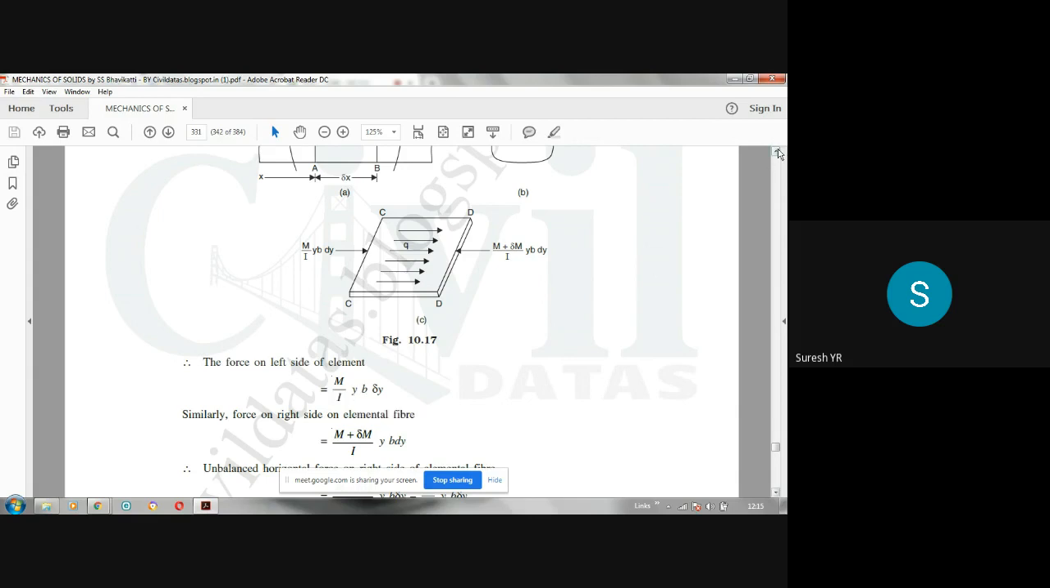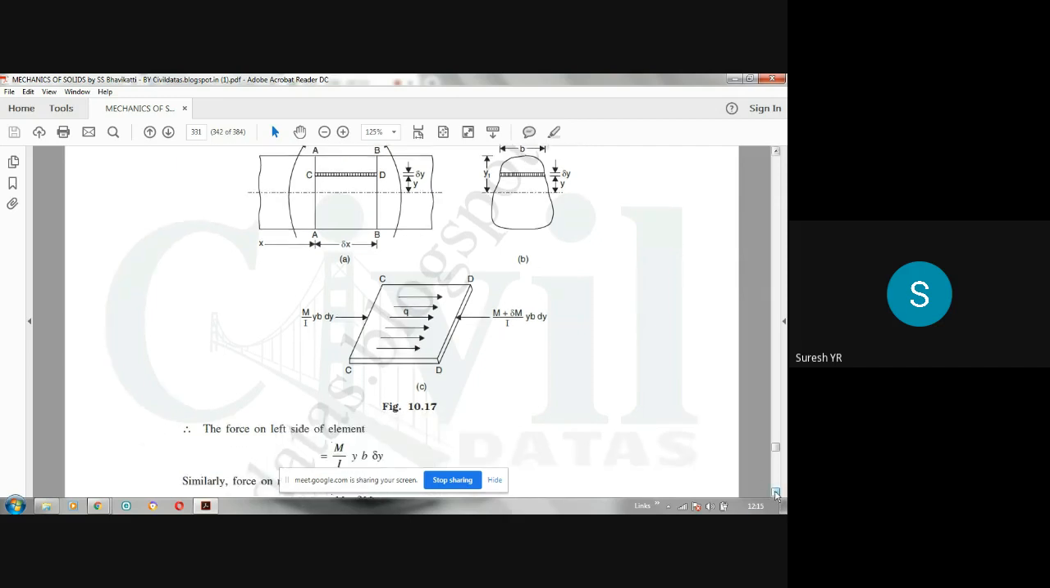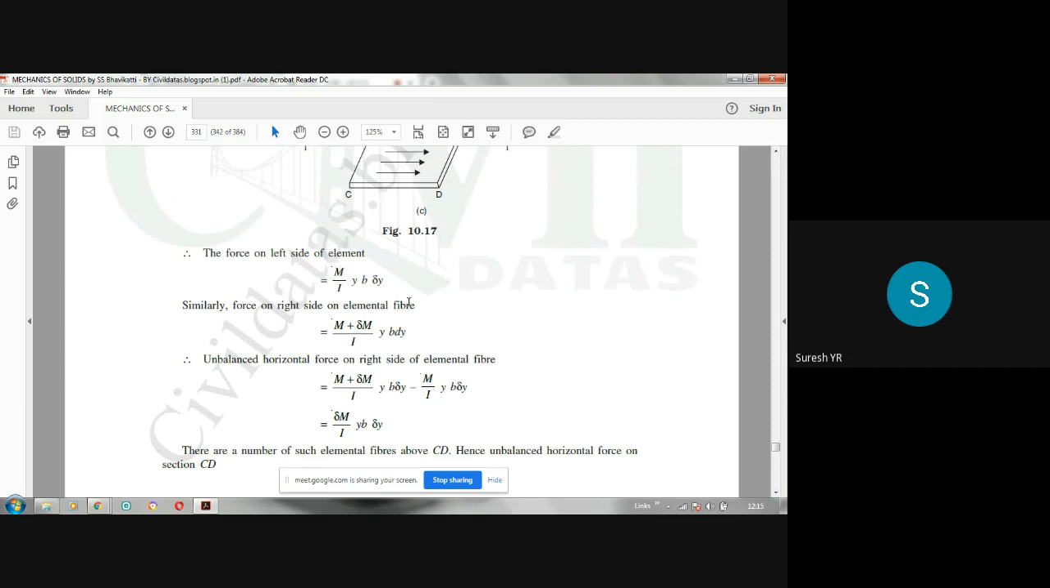Similarly, what is the force on the right side of the elemental fiber? Right side is D. So I am writing the bending stress here. On the right side, what is the moment? M plus delta M. Instead of M, you have the bending moment as M plus delta M. Again I get the same expression because the area remains the same, B into delta Y. Understood? The only difference is that instead of M, you have M plus delta M. So divided by I into Y into B into dy. That's all. M is replaced by M plus delta M. So this is the force on the right side.